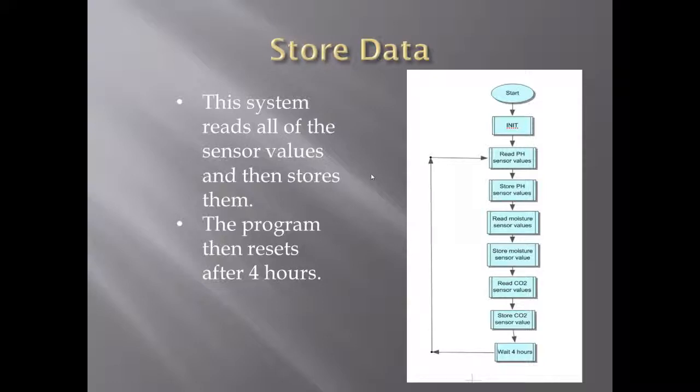In the storing data section, they will again initialize the systems. They'll read their various sensor values. They'll have to store these values. Then they'll read more moisture sensor values, again given from the above section. Then they will store the moisture sensor values. They'll move into reading the CO2 sensor values and then storing these values also to the SD card. And they'll wait for 4 hours and then repeat this loop.